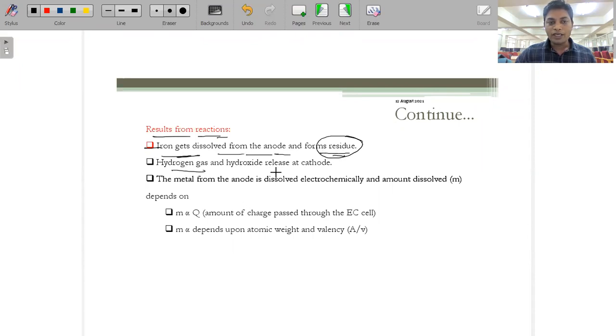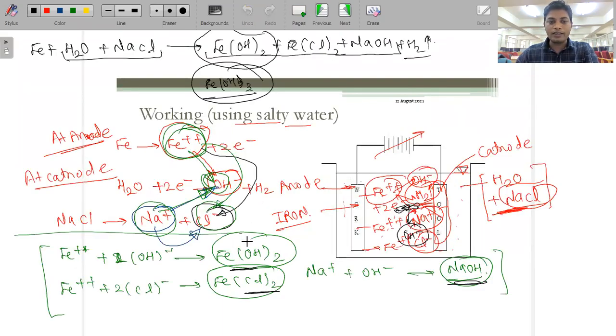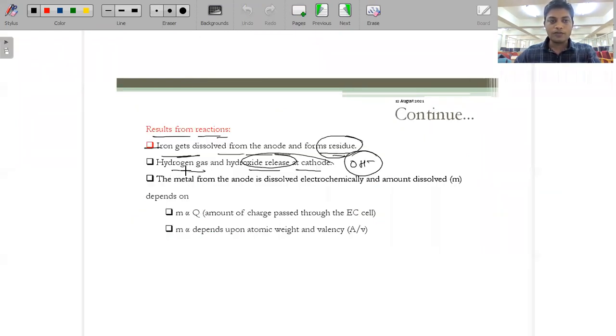Okay, hydrogen gas and hydroxide are released at the cathode. Hydroxide is nothing but the OH⁻ ions. So that is Fe(OH)2, we can say it is iron hydroxide, okay. So that is formed. Second one.